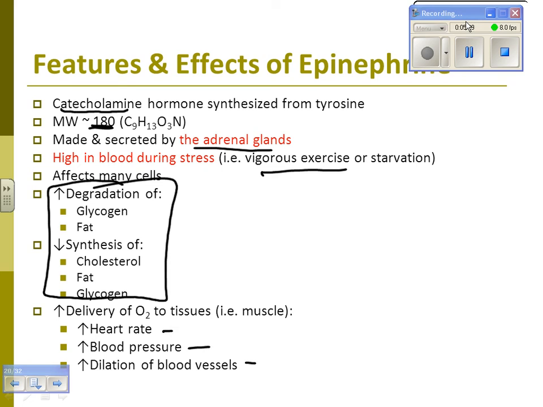And the other ones affected specific cells. Epinephrine will affect most cells. So stress is affecting most cells in your body. Another way to think of that one. Again, review. Tyrosine.